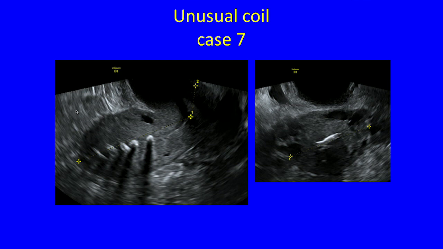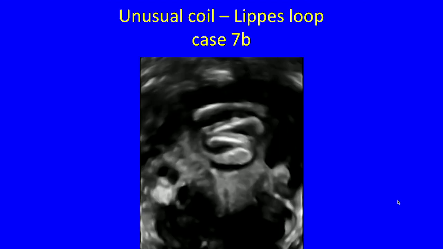Well, how about this one? You can see an anteverted uterus, you can see cervical canal, endometrial canal, and what is this? And that's it in the transverse view. Really hard to make out on 2D, but when you do 3D, it's a Lippes loop. And they're very old, these coils. You don't see many of them, but sometimes you still see somebody who's had their coil left in, or have been advised to leave it in, or it's become embedded, and you go, yes, okay.